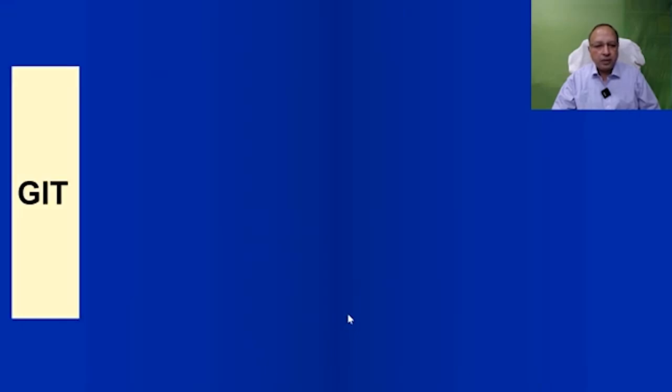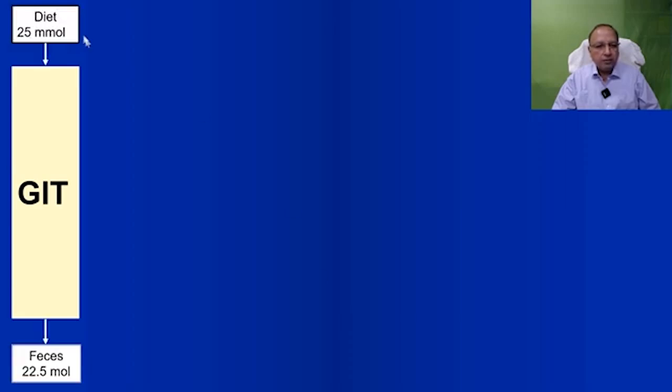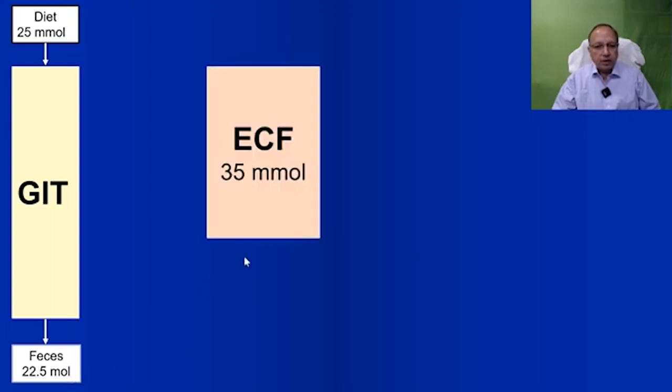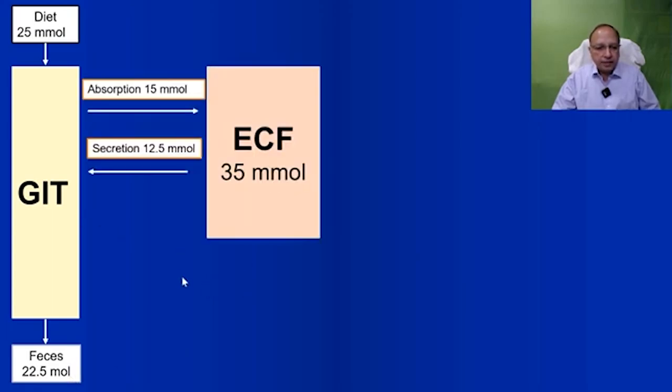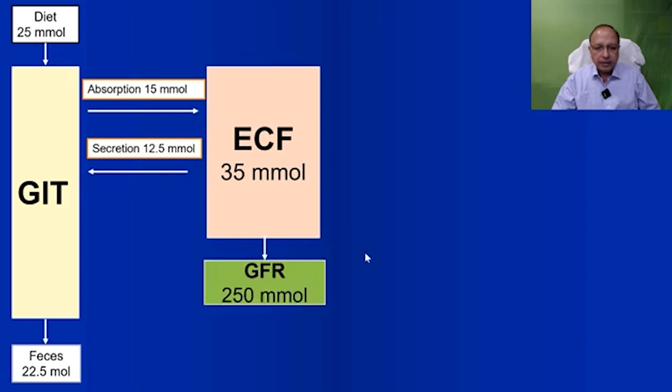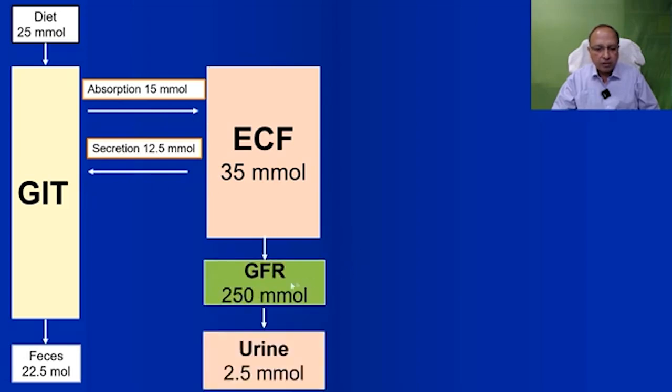So now let's see how this is metabolized within the body. Roughly we take around 25 millimoles in the diet, and nearly 2.5 is gained by the body, and overall after the metabolism, in feces we lose roughly 22.5 millimoles. From the GIT it goes to the extracellular fluid, and there is absorption as well as secretion into the GIT. Then there is also loss through the kidney.